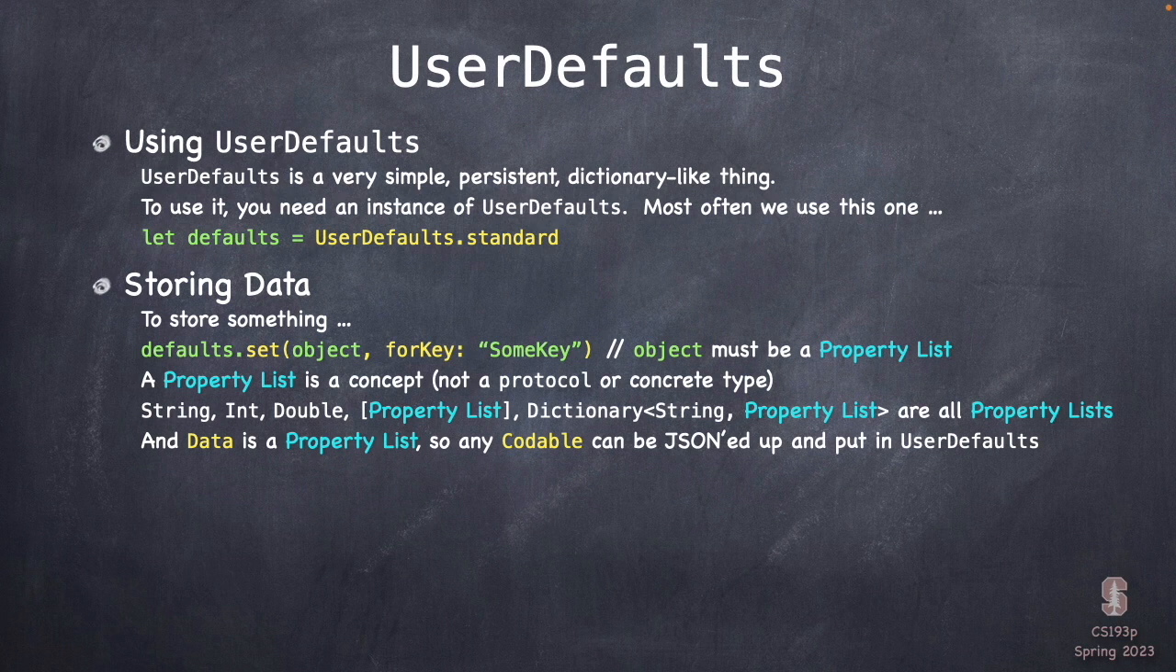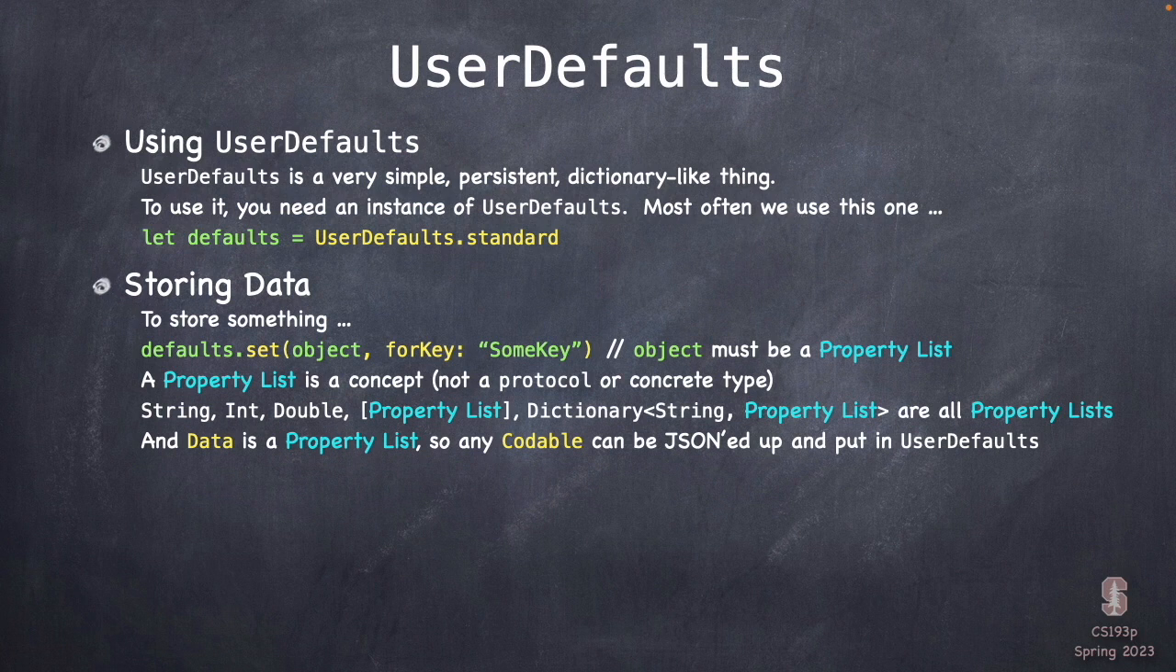And the interesting thing about this is the object that you're going to set for that key in this little persistent dictionary-like thing has to be what's called a property list. Now this is an ancient API, this user defaults. It's 20 years old or something. So that property list thing is not a protocol or some kind of concrete type. It's just an idea, all right? So the property list means strings, ints, doubles, arrays of those things, dictionaries whose keys are strings and whose value is one of those things, and also data is a property list. So all property list means it's one of those things.